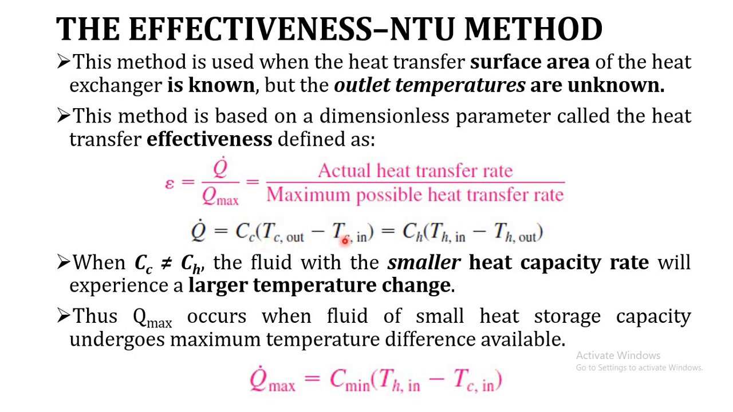mCcTc out minus Tc in. Tc out is always higher than Tc in. So Tc out minus Tc in, mCcTc, is denoted with Cc. That should be equal to, if you take the hot fluid, mhCh, that is Ch, multiplied with the temperature difference, Th in minus Th out. Th in, the hot fluid inlet temperature, is always higher than the hot fluid outlet temperature. By using this equation, you will get the actual heat transfer rate.